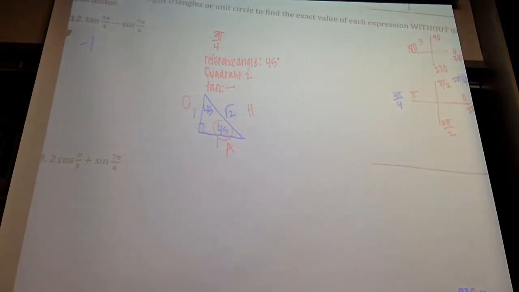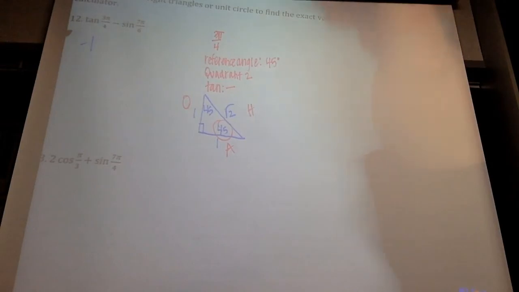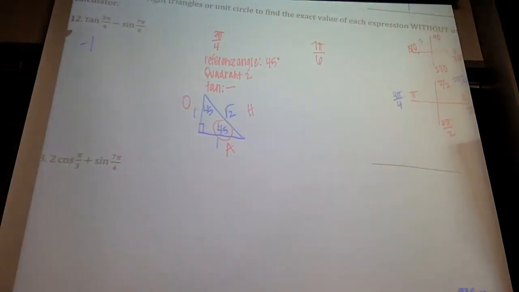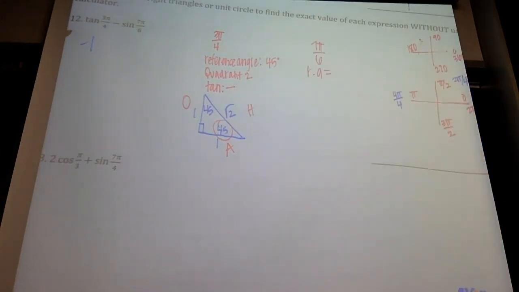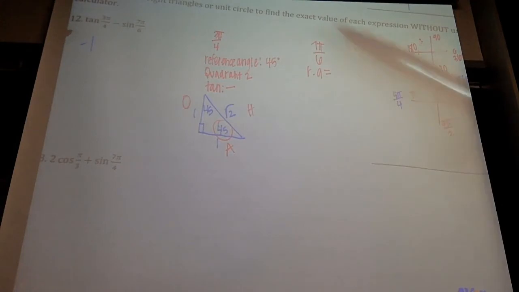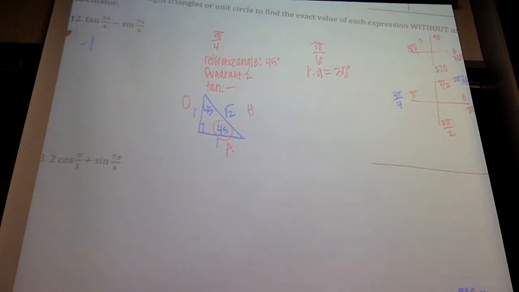Okay, and then minus sine of 7 pi over 6. So we're going to do the same thing for 7 pi over 6. 7 pi over 6, my reference angle. There's my abbreviations at its finest. It's over 6, which means my reference angle is 30 degrees. Now, I know that, okay, 7 is 1 more than 6, so that tells me it's going to be in quadrant 3.